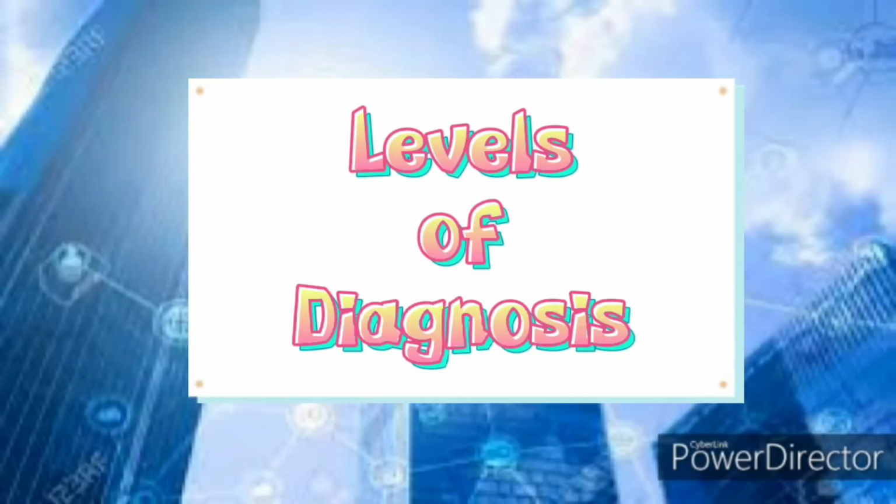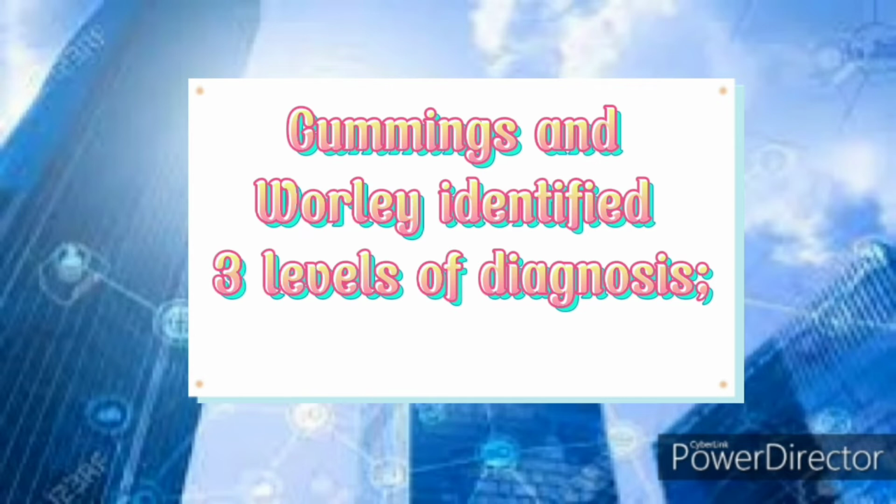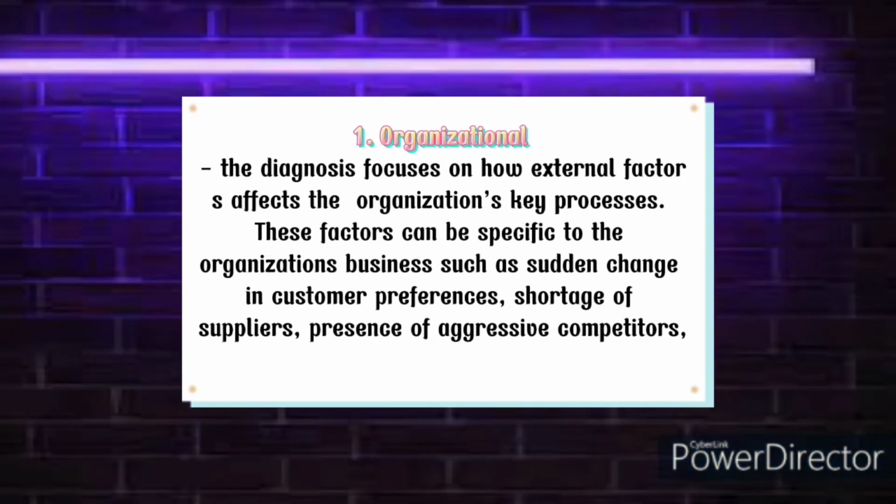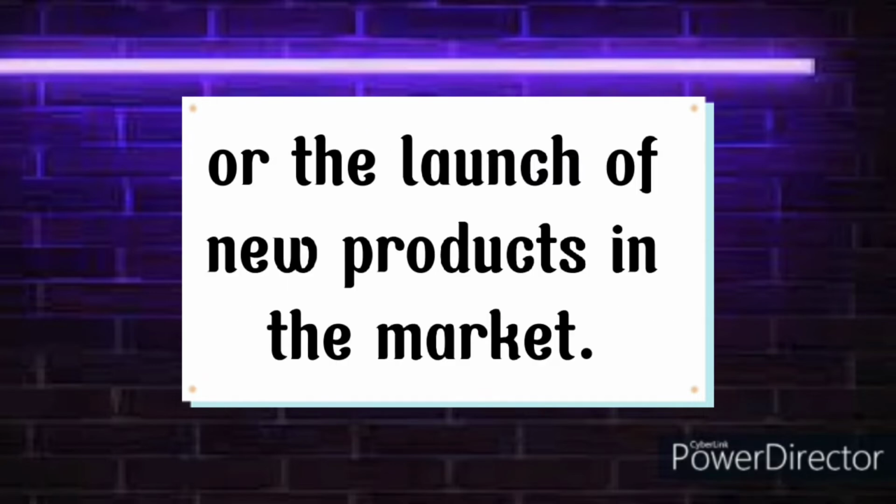Levels of diagnosis. Cummings and Worley 2009 identified 3 levels of diagnosis. 1. Organizational. The diagnosis focuses on how external factors affect the organization's key processes. These factors can be specific to the organization's business, such as sudden change in customer preferences, shortage of suppliers, presence of aggressive competitors, or the launch of new products in the market.